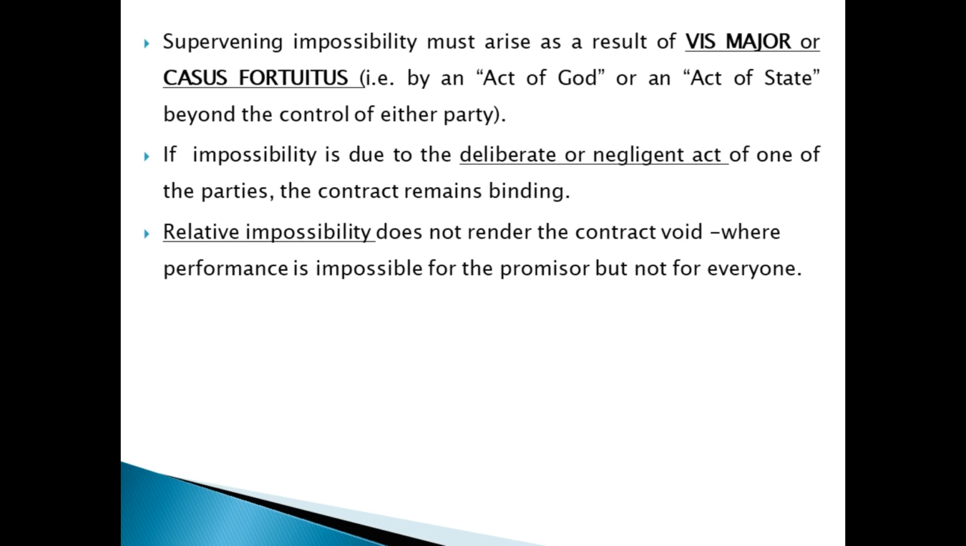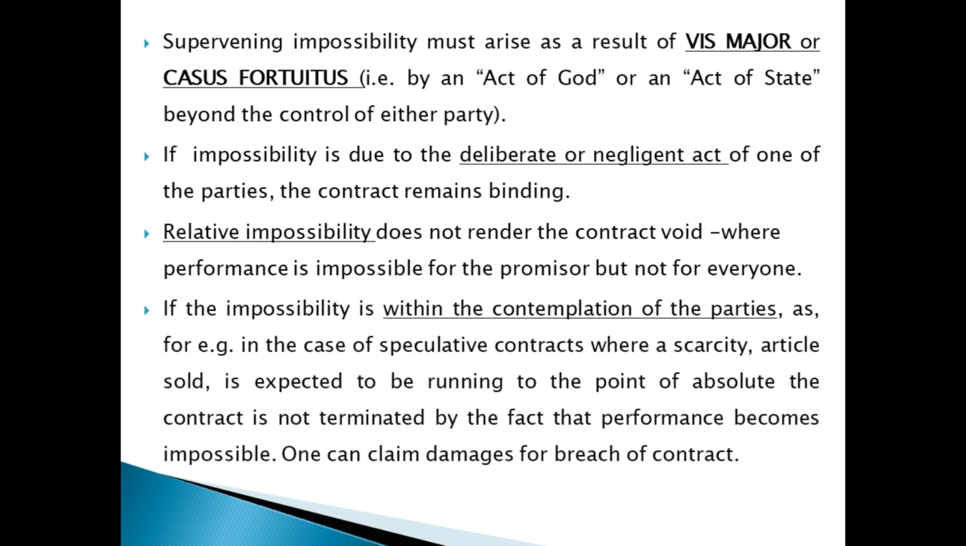Relative impossibility, that is partial impossibility, does not render the contract void, where performance is impossible for the promisor, but not for everyone. The contract is still valid. If the impossibility is within the contemplation of the parties, as for example, in the case of speculative contracts where a scarcity of the article sold is expected, the contract is not terminated by the fact that performance becomes impossible. One can claim damages for breach of contract.